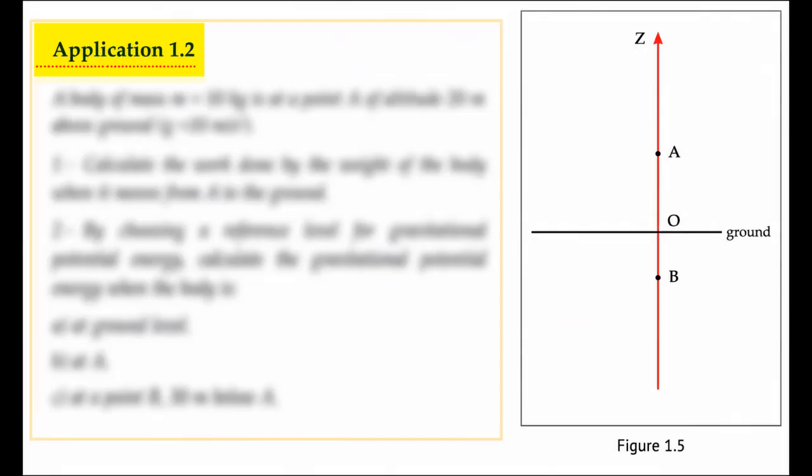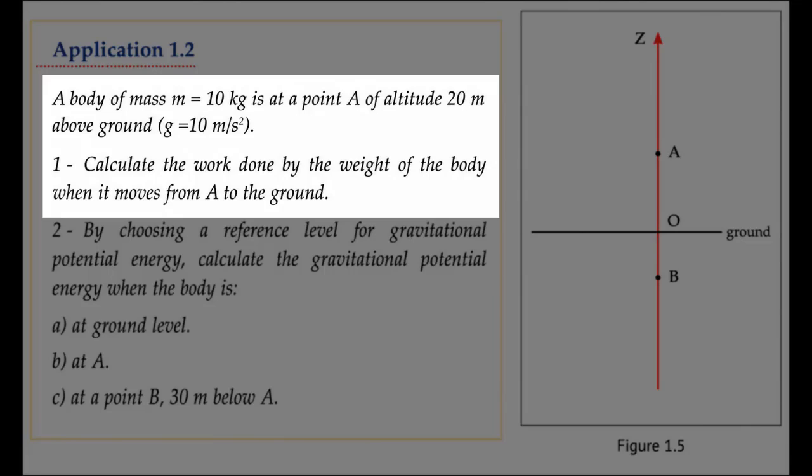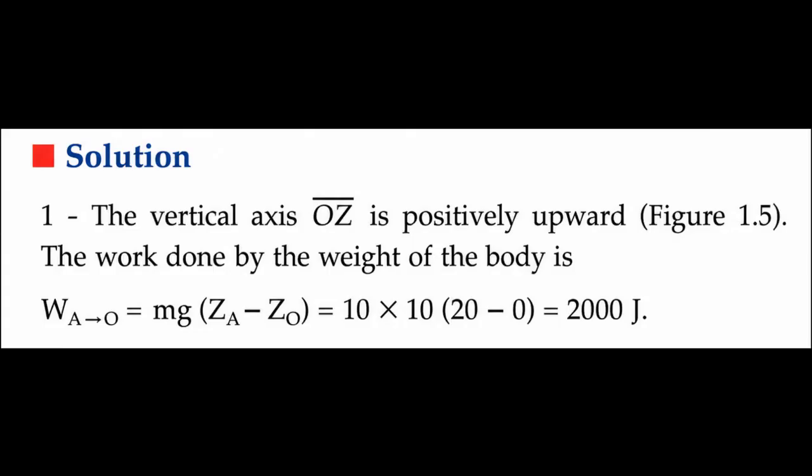We have another application for more understanding. Application 2. A body of mass m = 10 kg is at a point A at an altitude of 20 meters above the ground, g = 10 m/s². 1. Calculate the work done by the weight of the body when it moves from A to the ground. The equation of work is W = mg(zA - z0).